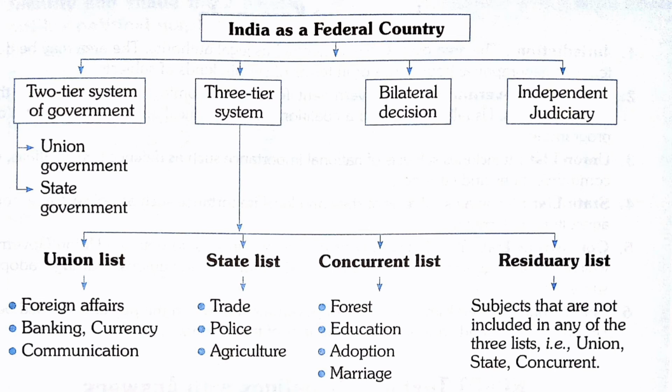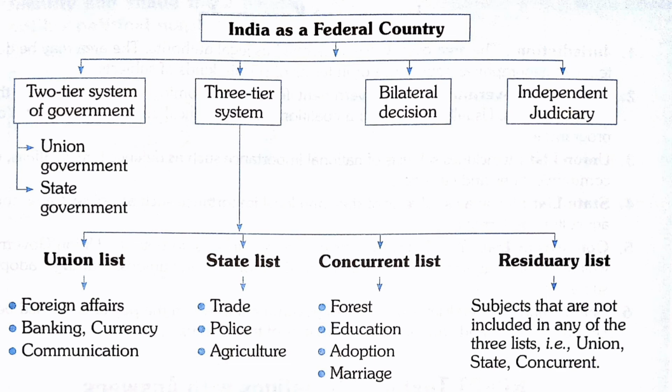So we get 3 different lists. The first list is the union list. This list includes subjects which are of national importance, such as the defense of the country, foreign affairs, banking, communication and currency. All these subjects are included in this list because we need a uniform policy on these matters throughout the country. So the union government alone can make laws relating to the subjects mentioned in the union list.